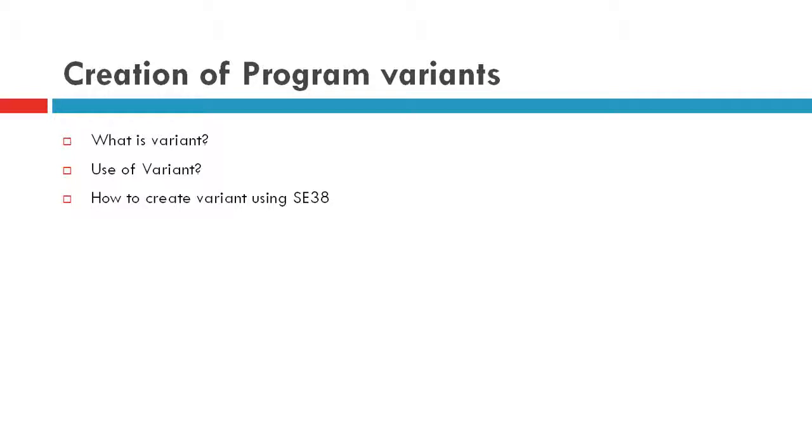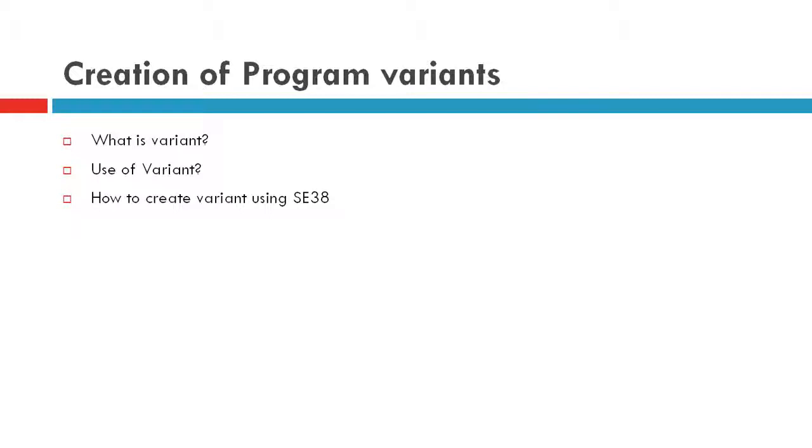A variant is basically, let's say a user is running one program daily and he has to input, let's say, 5 parameters: date, x, abc, whatever. So he can store them in that variant, and rather than putting in the same information daily, he can just select the variant and automatically that information will flow up.